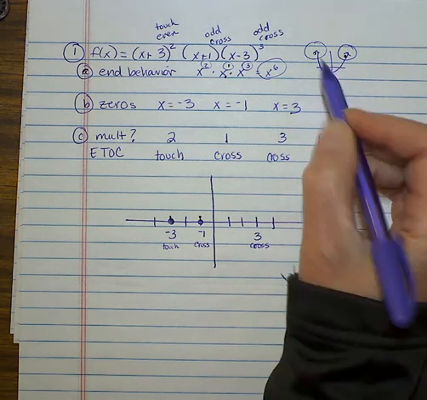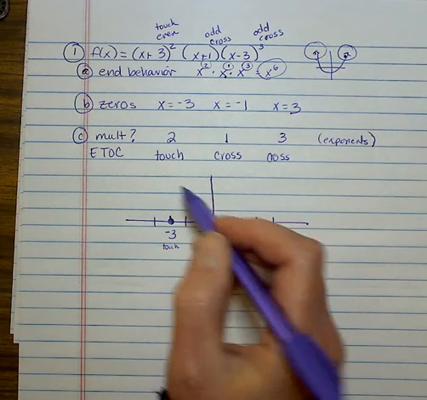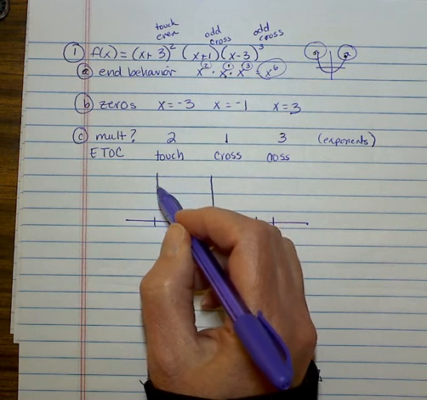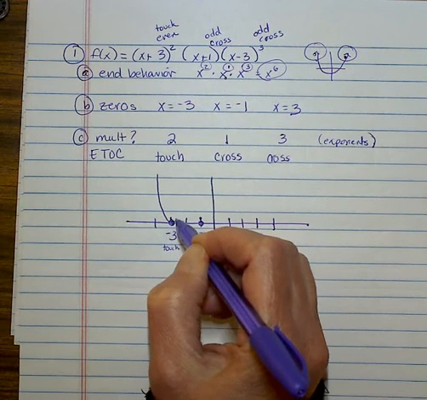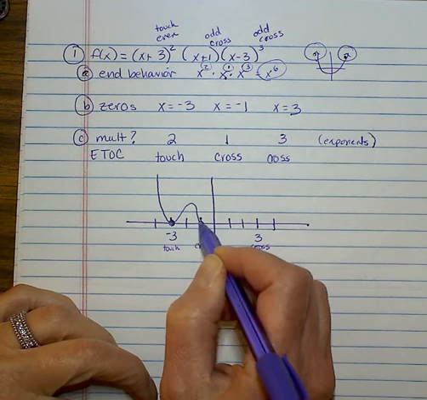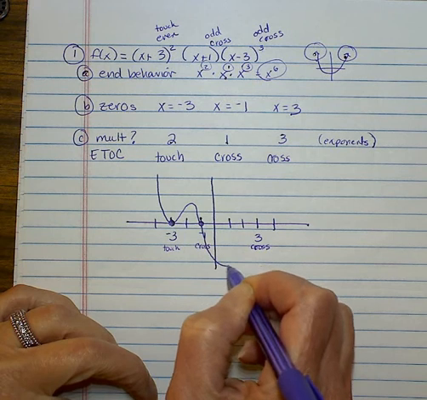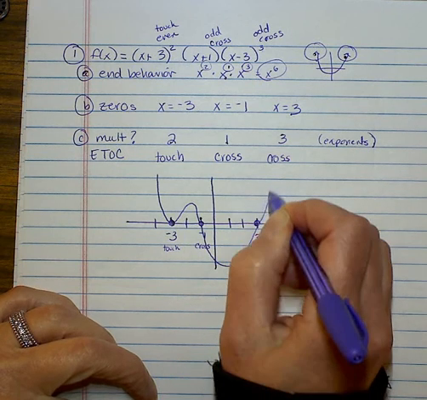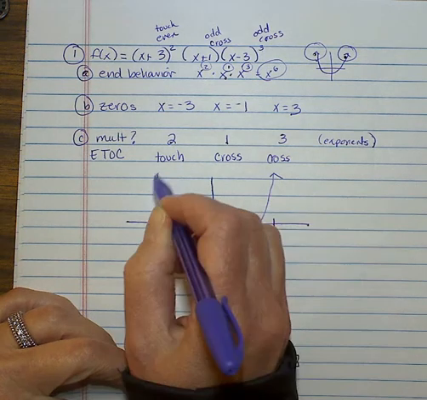I know that it starts from the very top and comes down. So we're going to come down. We're going to touch or bounce up a little. We're going to cross here. And I know I need to cross back when I get over here. So my end behavior will look like this.